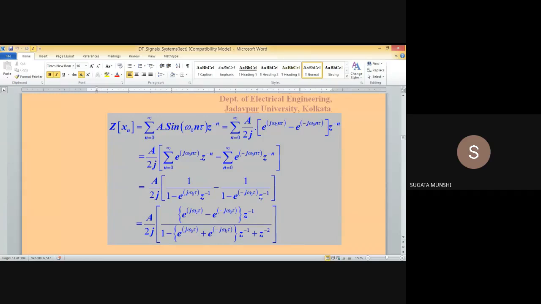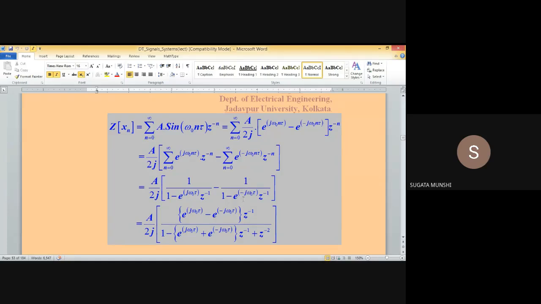Now remember, under what condition will that summation converge to this expression? It will converge provided that magnitude of z is greater than magnitude of e to the power j omega 0 tau, isn't it? That means magnitude of z is greater than 1, because magnitude of e to the power j omega 0 tau is 1.